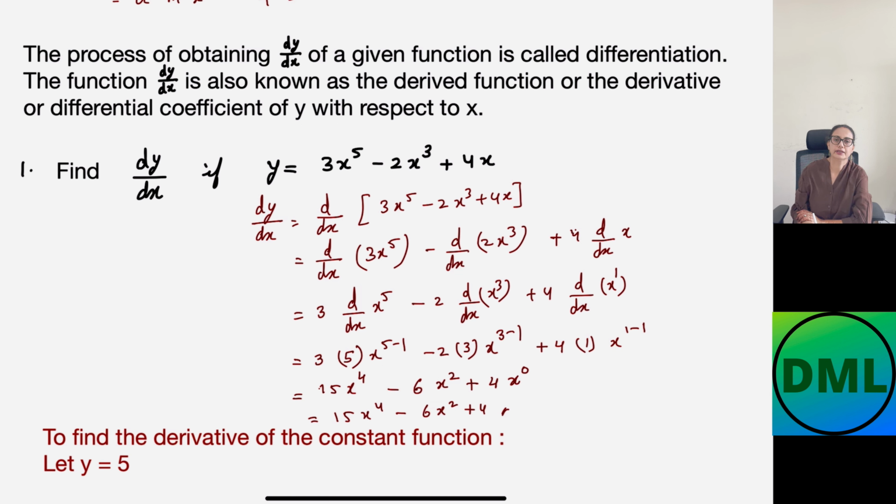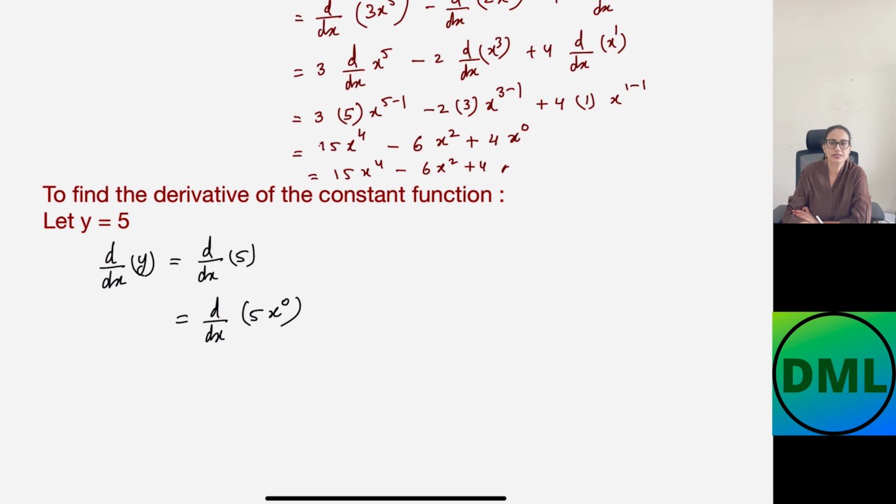Let's find out the derivative of the constant function. Suppose that my function is y is equal to 5. I need to find out the derivative of 5. I need to differentiate d by dx of y. This will be written as d by dx of 5. 5 is a constant term. Can I write down 5 as d by dx of 5x to the power 0? Because I know that anything raised to the power 0 is 1.